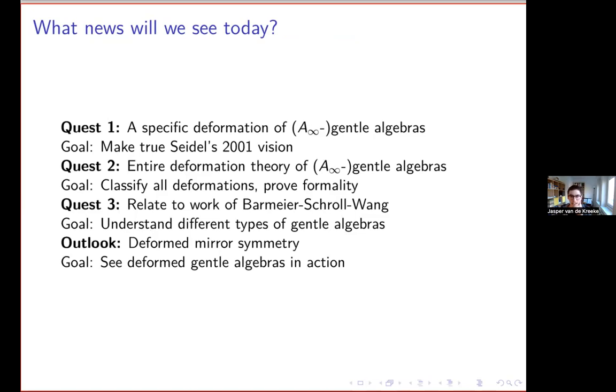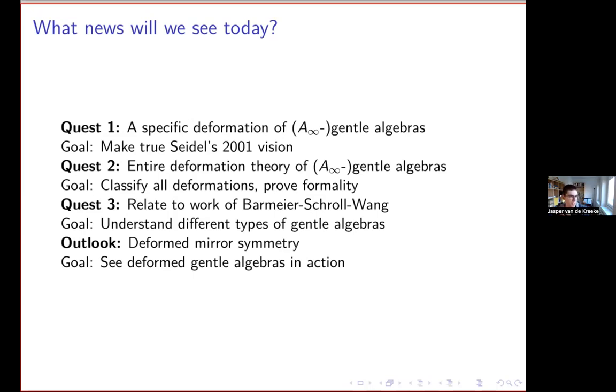Our first quest for today is to comment on A-infinity gentle algebras, explain a little how they model Fukaya categories, and write down one specific deformation of such an A-infinity gentle algebra, which tries to make Seidel's 2001 vision true.